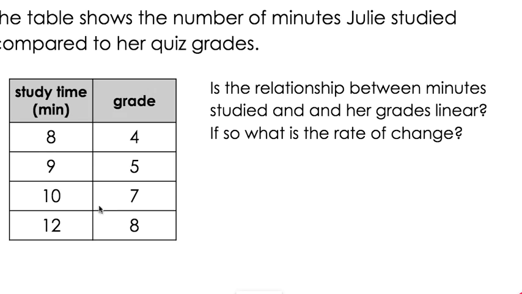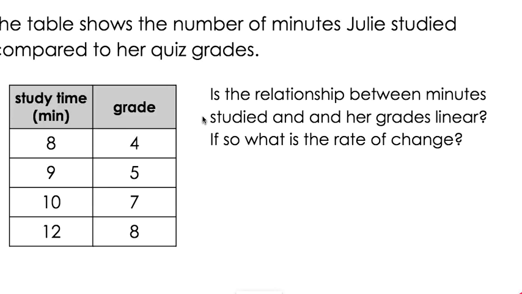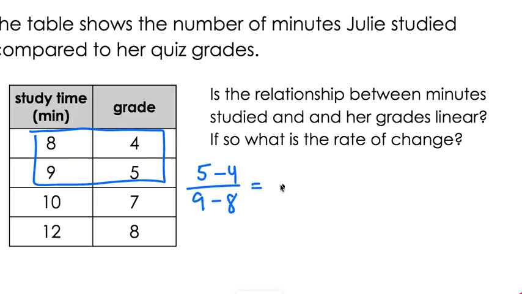The table shows the number of minutes Julie studied compared to her quiz grades. Is the relationship linear? If so, what's the rate of change? So let's take a look at 2 points. Second y minus the first y over second x minus the first x. I get 1 over 1. Easy. Let's pick another 2 points.